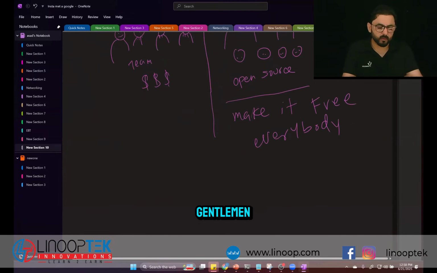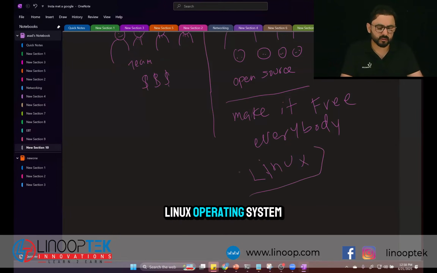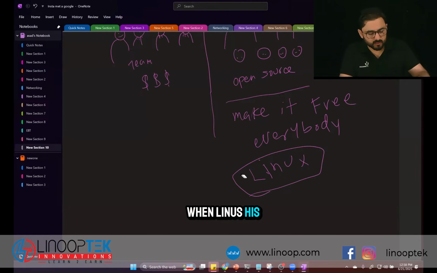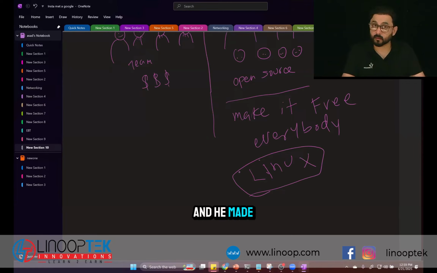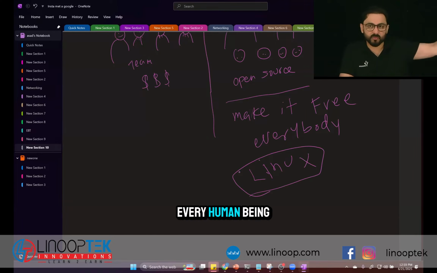Therefore, ladies and gentlemen, when Linus, the gentleman who developed the first Linux operating system or kernel, his name is Linus, not Linux, he just used the Unix X to call it Linux operating system. That was a fun thing he did, I believe, from Linus to Linux. And he made this operating system available to every human being out there.